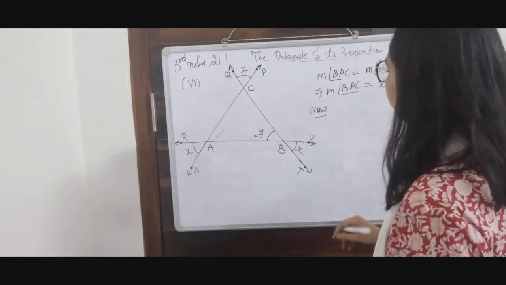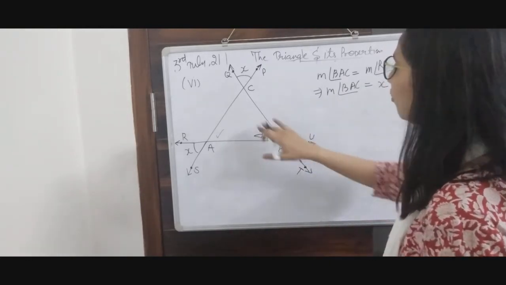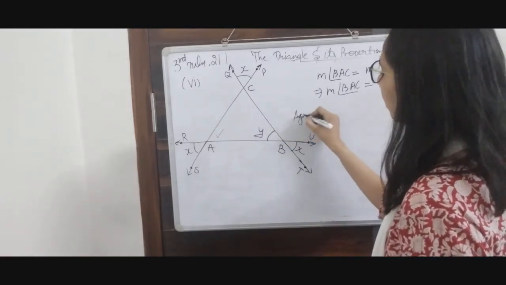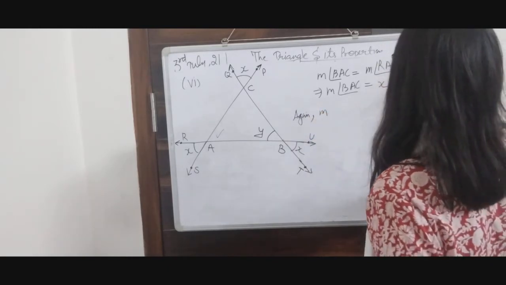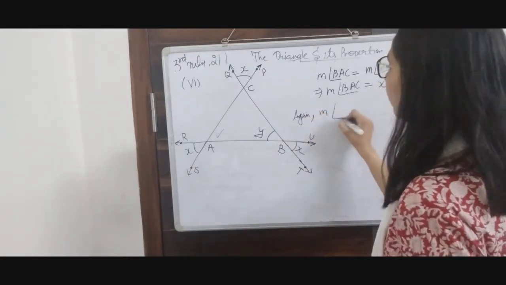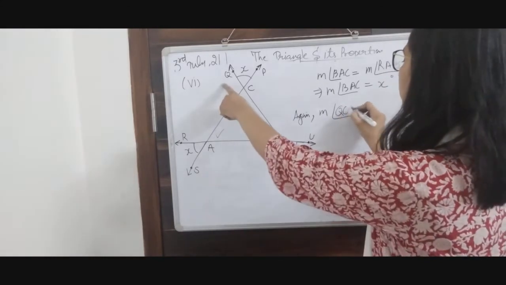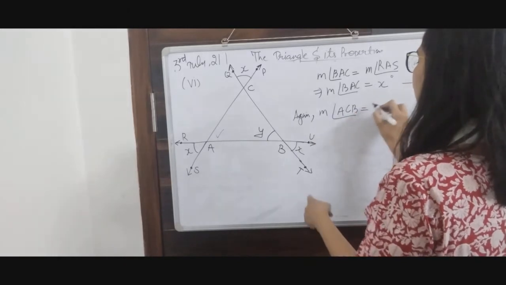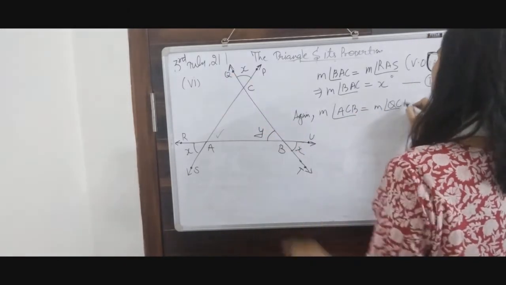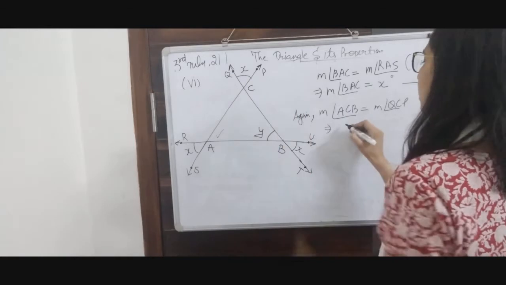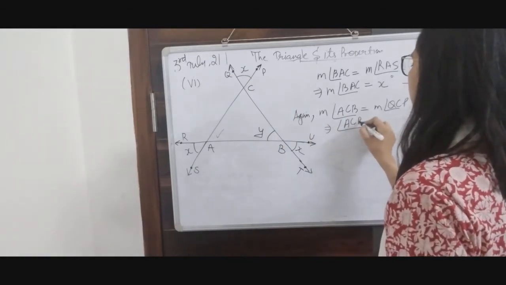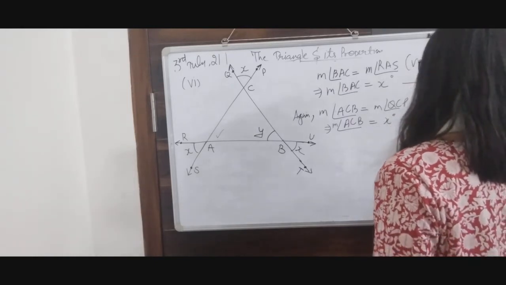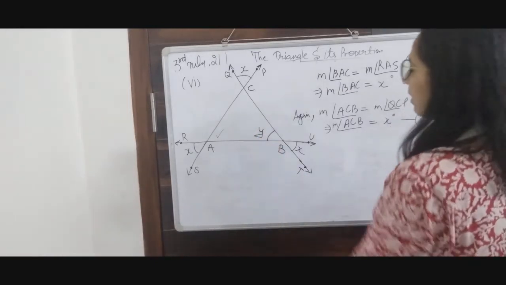Now this one on this side. First we are going to talk about this one. Now again we are writing vertically opposite angles. Again, measure of angle QCP, or you can say ACP, is equal to measure of QCP. It means that angle ACP is equal to angle x. Okay, this is 2.